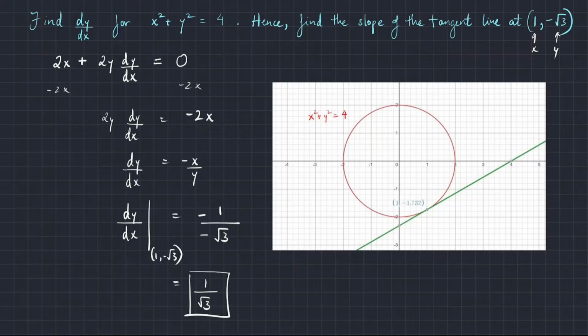I have plotted the circle and the tangent line so you can visualize what's really going on. Now approximately 1 over square root 3 is like 0.58. And what this means is if I were to draw a tangent line at this point, this is (1, negative root 3), the slope of this tangent line should be around 0.58. So if I were to make a sort of a triangle over here and measure the slope, the rise over run, that's going to be 0.58.